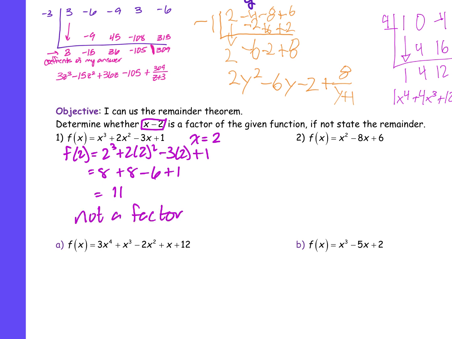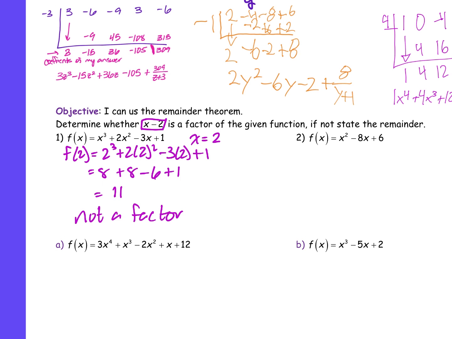If it was a factor, it would equal 0? Correct. What you did was you basically put 2 in for all of those x's. Correct. How come it's not negative 2? Oh, it's because it's plus 2. Correct. Yeah, you do the opposite.